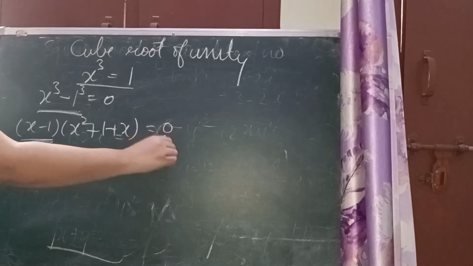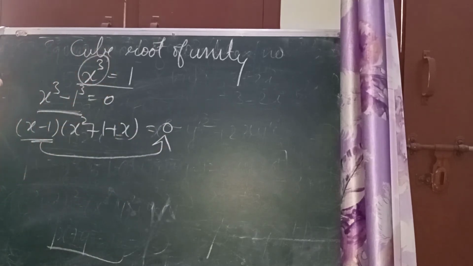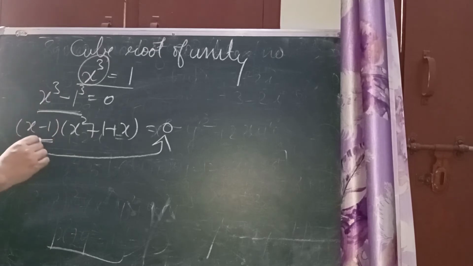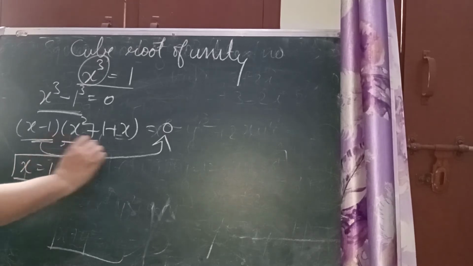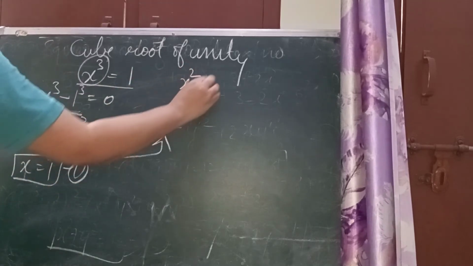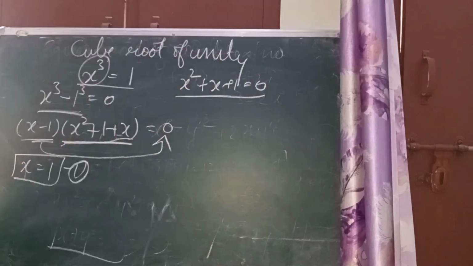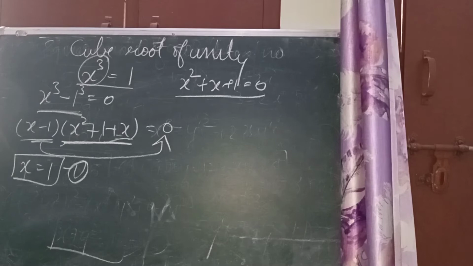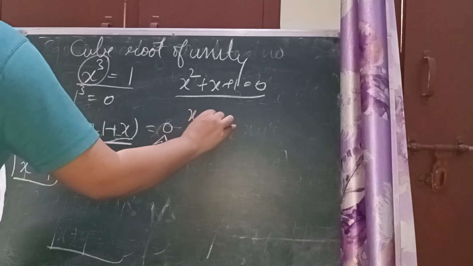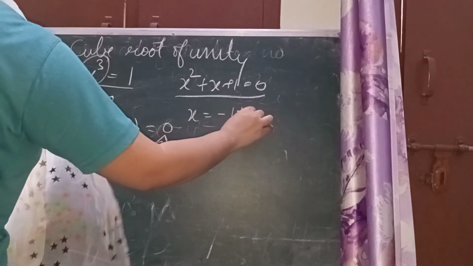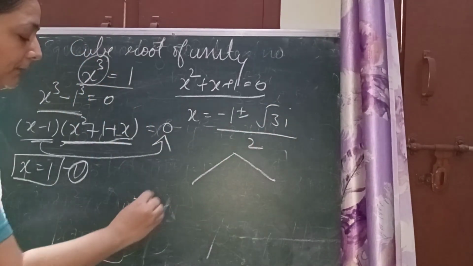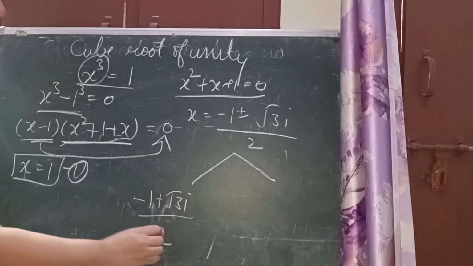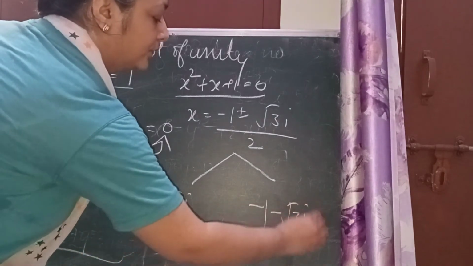When I solve this, as it is a cube, we will get 3 roots. We will get 3 solutions. One of the solutions is x equals 1. Remember it. Another 2 solutions we will get from the quadratic equation x square plus x plus 1 equal to 0. As you know that it cannot be factorized, so we have to use the Sridharacharya formula. When we apply it, we get its 2 roots: x is equal to minus 1 plus minus under root 3i upon 2. That means 2 of its roots are minus 1 plus under root 3i upon 2, and another one is minus 1 minus under root 3i upon 2.